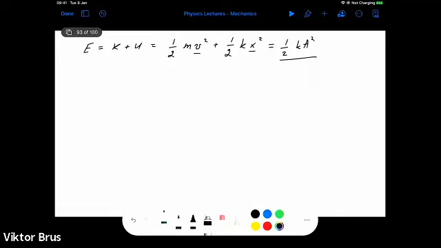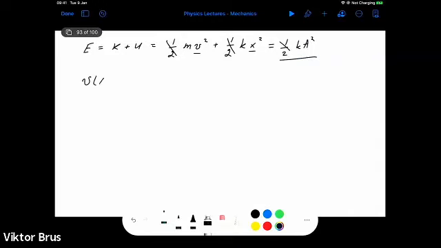From here we can determine v at each position, at each value of x. So for this purpose, first of all, we can cancel out this 1 over 2, and then move to the right this kx squared, and eventually we get the following equation.